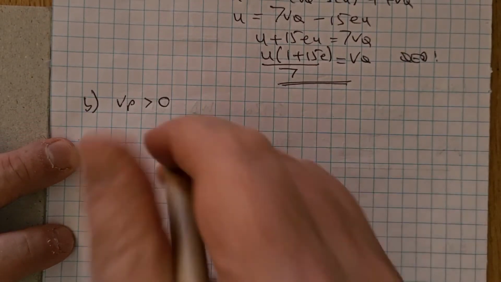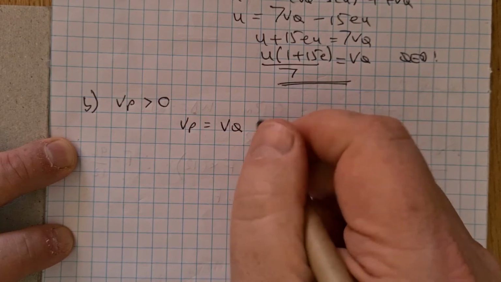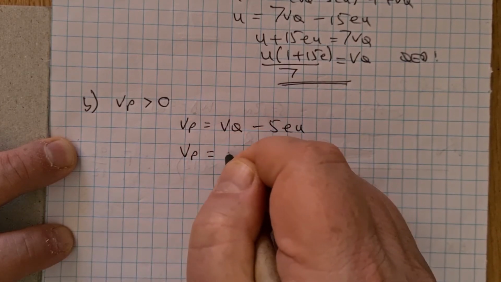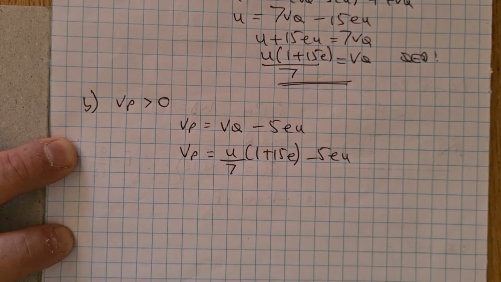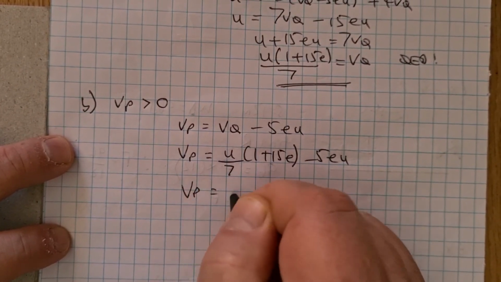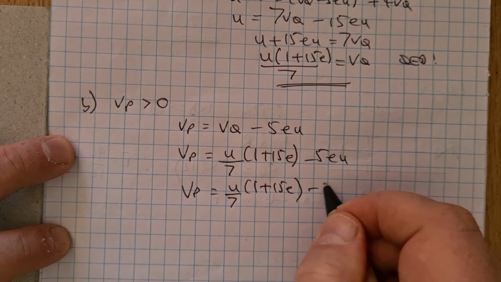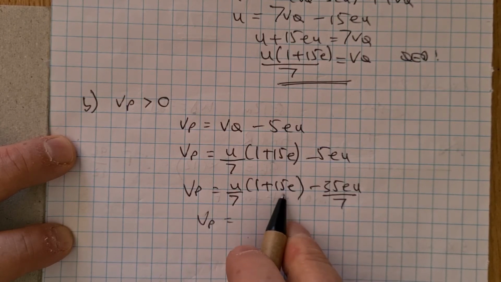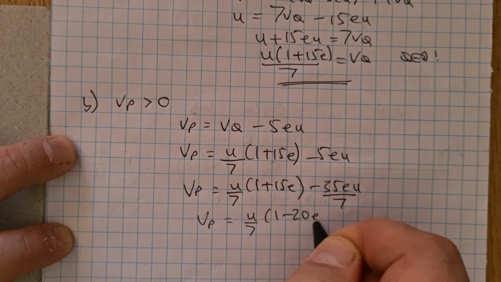Now, we also know that VP is equal to the velocity of Q, which we'll state again in a moment, from our first equation, minus 5EU. So therefore VP is going to equal U over 7, 1 plus 15E, minus 5EU. So we have VP equals U over 7, 1 plus 15E, and if we put that over 7, then that's going to be minus 35EU over 7. And then if you can see how we can put that together, 15EU minus 35EU, then that will be U over 7, 1 minus 20E.